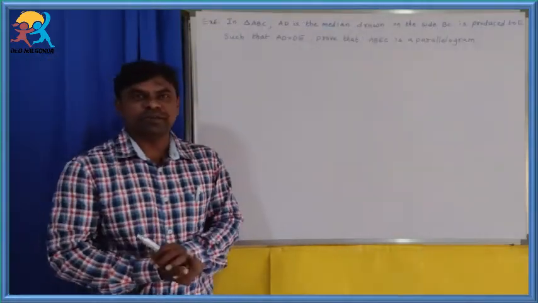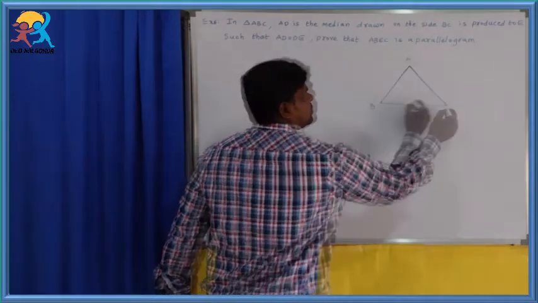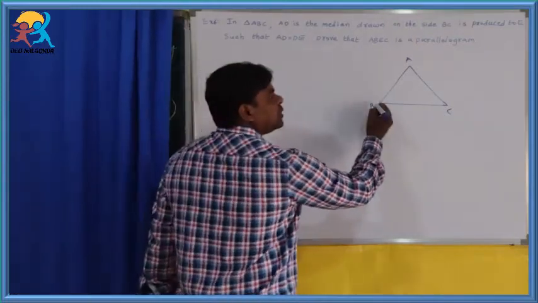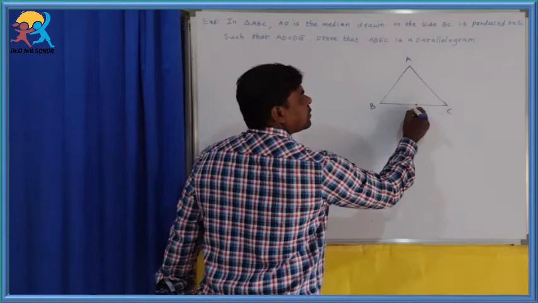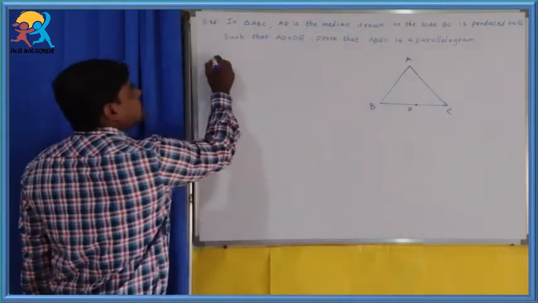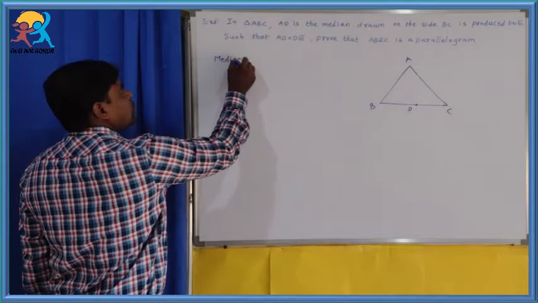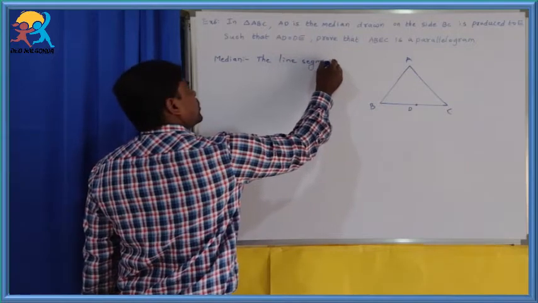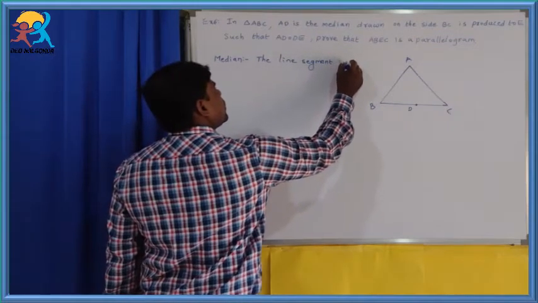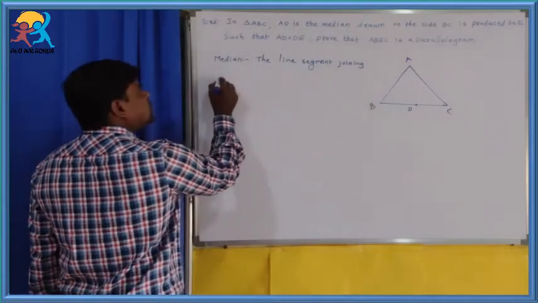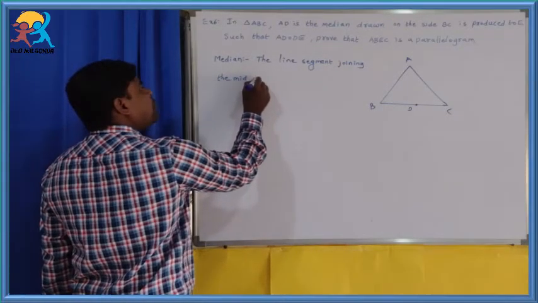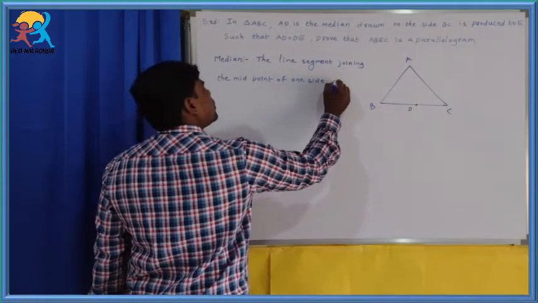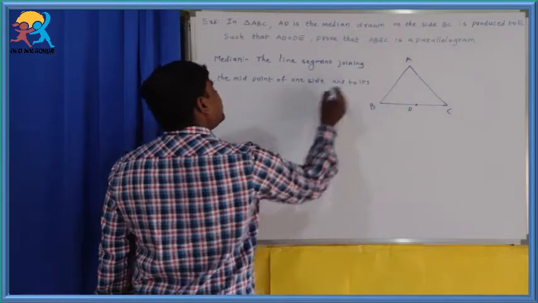Let us discuss one more example. ABC is a triangle. On this triangle we have to draw a median. Median means we should find out the midpoint of BC, that is D. I will write the definition. Median, the line segment joining the midpoint of one side to its opposite vertex.